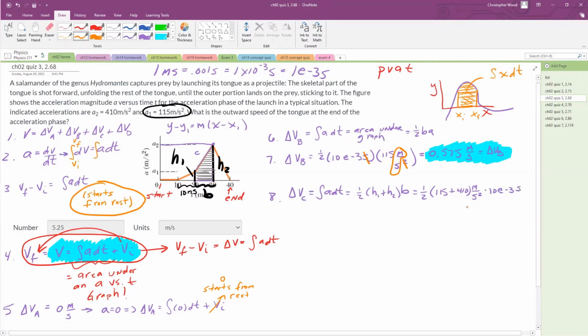So we can do dimensional analysis, seconds. So once again, I end up with meters per second, which I would hope. And then my calculator says 0.5 times 115 plus 410 times 10E minus 3, or 2.625. 2.625 meters per second. And that's the change. I'm not saying this is the salamander's tongue velocity after segment C. I'm saying that's the change in velocity. Big difference. Okay, so let's highlight that.